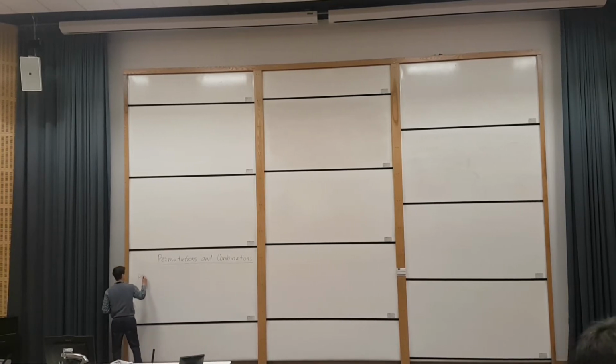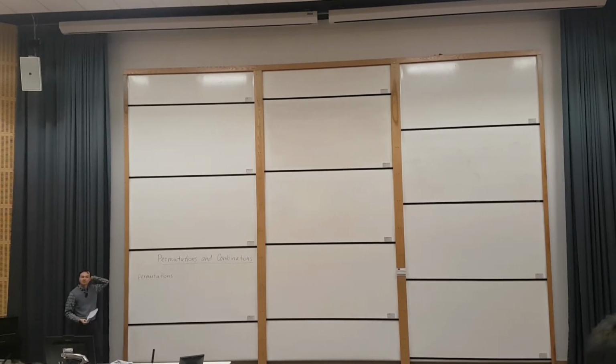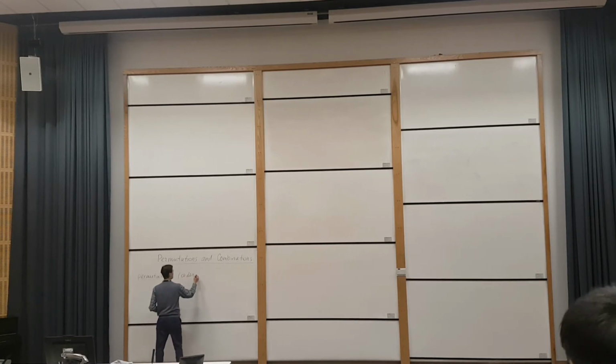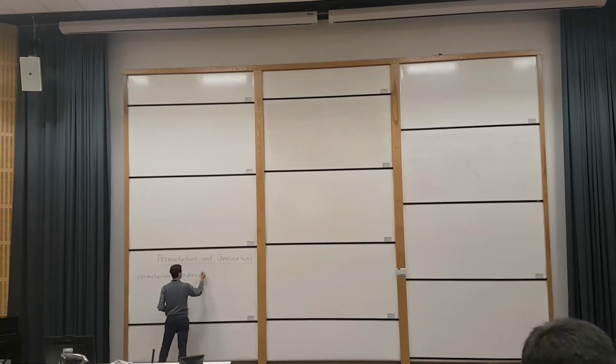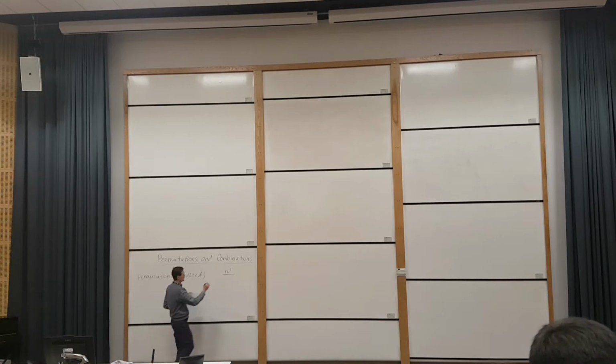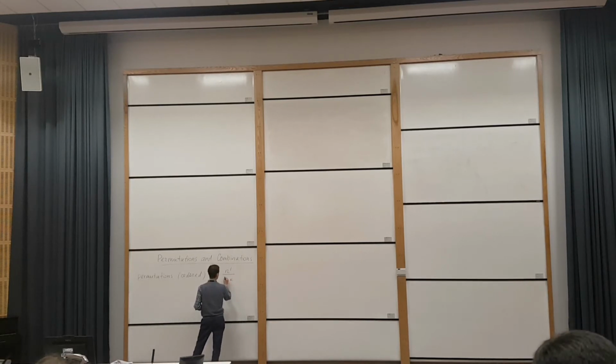Permutations are ordered selections without repetition of k objects out of a set of n objects. So let's write this here: ordered. And the number of different permutations can be written as n factorial divided by n minus k factorial.